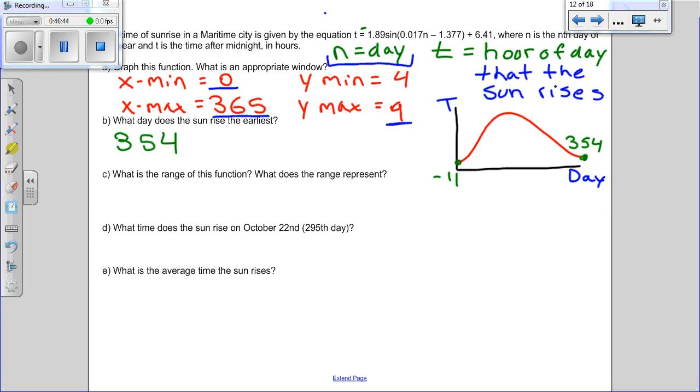What is the range of this function? What does the range represent? Okay, I'll finish up. You do the range. The range represents the minimum and maximum time of sunrise.